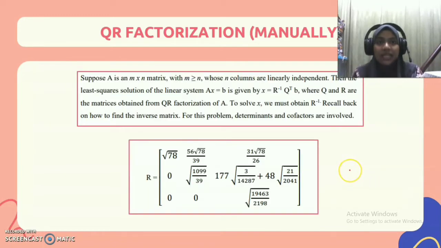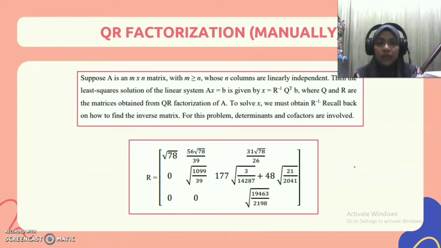Suppose A is an m by n matrix with m larger than n, whose n columns are linearly independent. Then the least squares solution of the linear system AX equals B is given by X equals R inverse times Q transpose times B, where Q and R are the matrices obtained from the QR factorization of A. So to solve for X, we must obtain R inverse.